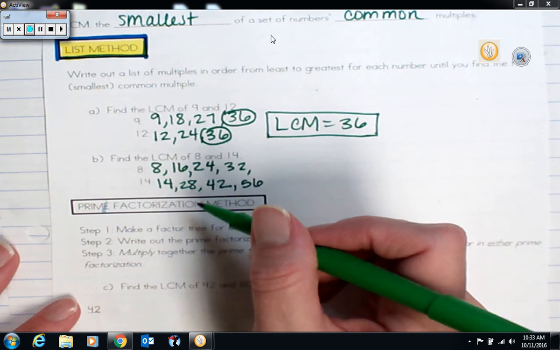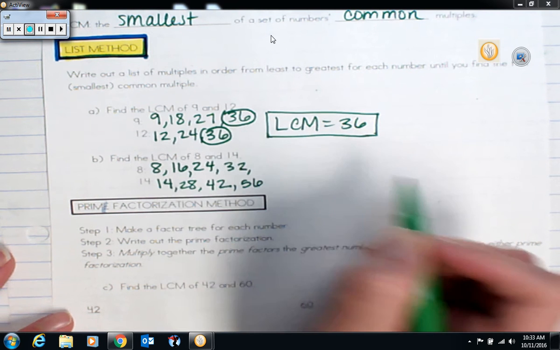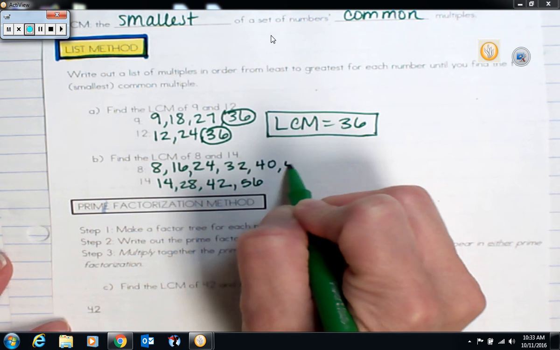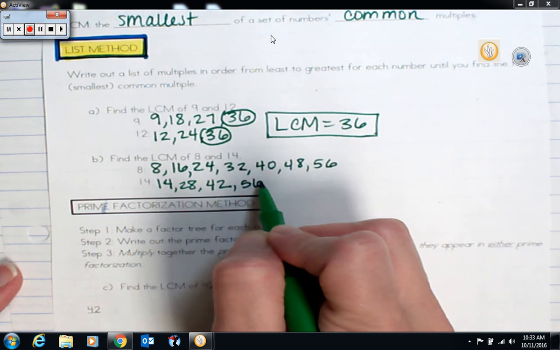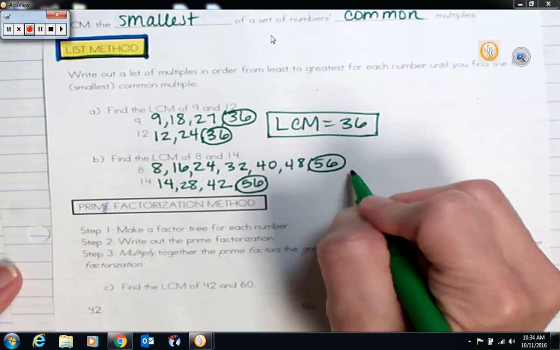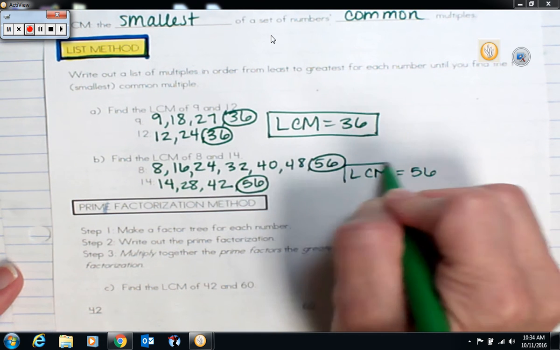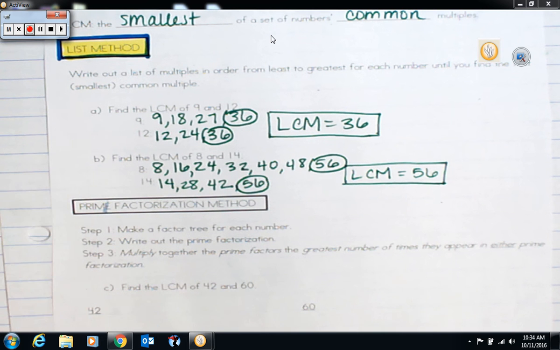I didn't find a multiple they have in common yet, so I need to go back and add to my list of 8. So after 32 is 40, 48, 56, and now I can see that the smallest multiple that 14 and 8 have in common is 56, so that must be the LCM. The least common multiple for 8 and 14 is 56.